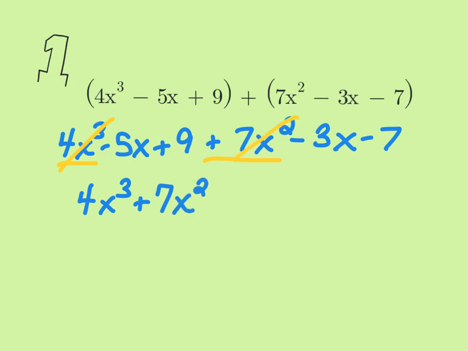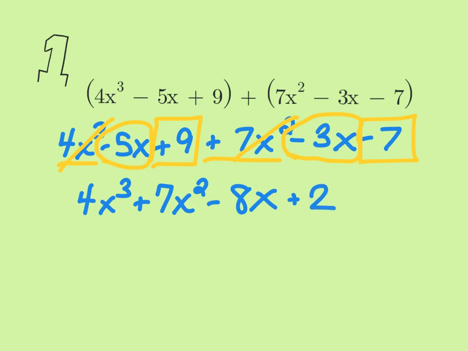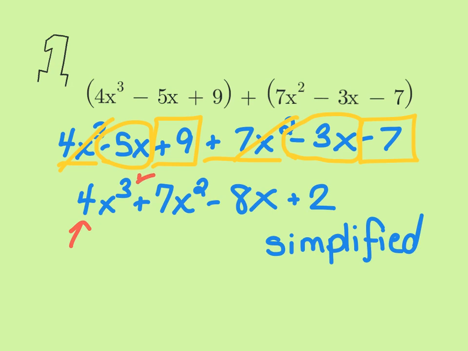Since there's nothing like with that, I'm just going to recopy that one. Now I'm going to go to my plain old x's, so I have a negative 5x. Notice how I'm keeping the sign that's in front of the term with it. So negative 5x minus 3x is negative 8x. And lastly, my constants, I have a plus 9 and a minus 7. So 9 minus 7 is positive 2. Okay, so this is my simplified polynomial. It's simplified because there's no like terms and no parentheses remaining. The leading coefficient is 4, the degree is 3, and the constant here is 2.